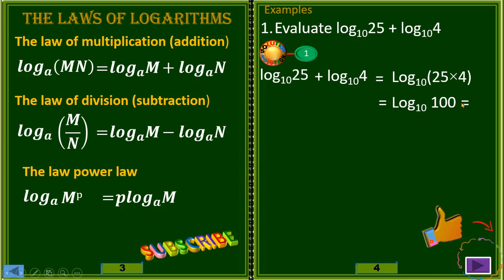Now, we are going to take the antilog of this to find the number or the log of 100 base 10. Here we have 2 zeros. So therefore the log of 100 base 10 is equal to 2 because we have only 2 zeros here.